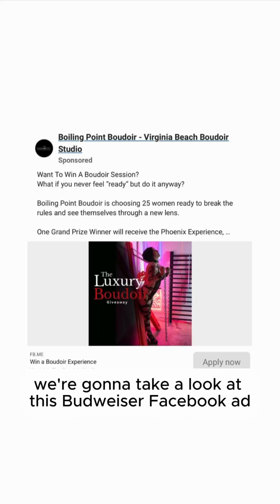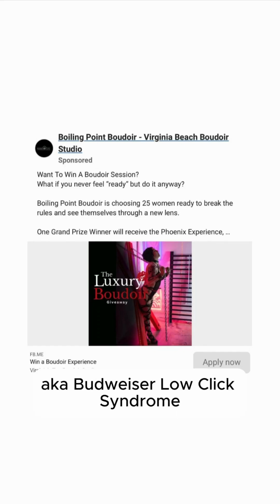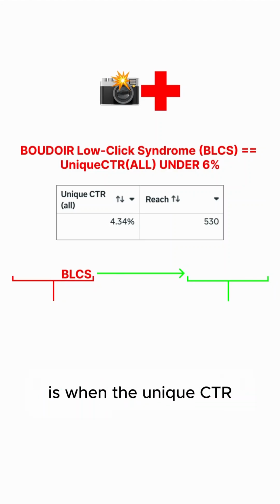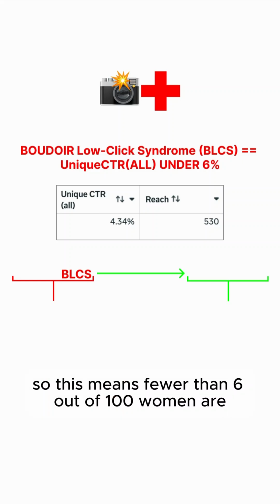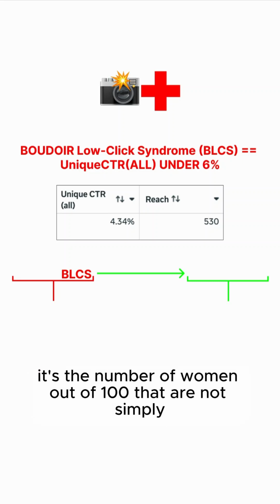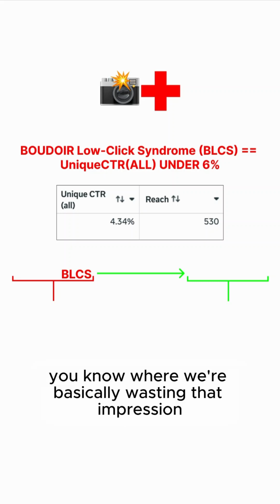All right, y'all, we're going to take a look at this Boudoir Facebook ad, see if we believe it has BLCS, aka Boudoir low click syndrome. So BLCS, Boudoir low click syndrome, is when the unique CTR all of our Boudoir Facebook ad is under 6%. So this means fewer than 6 out of 100 women are clicking somewhere on our ad, aka it's the number of women out of 100 that are not simply scrolling right on by, where we're basically wasting that impression.